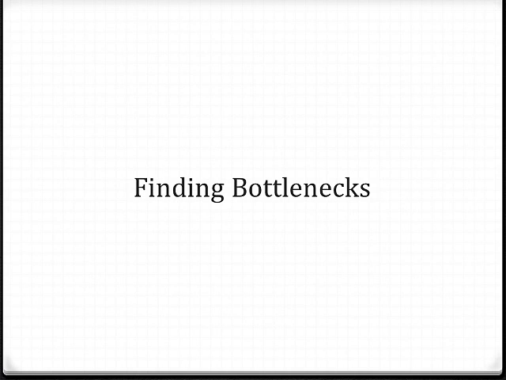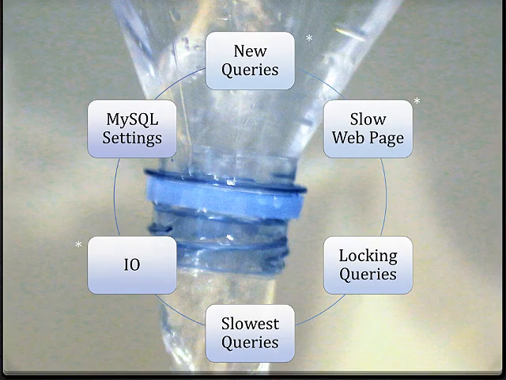Okay, sorry. So in finding bottlenecks, you're looking for the queries that are causing the problem. You're looking for how the database usage is slowing things down. This is the way of finding the queries that cause bottlenecks. For new queries, for example, if you write a new query, you use explain. I don't need to show you this.